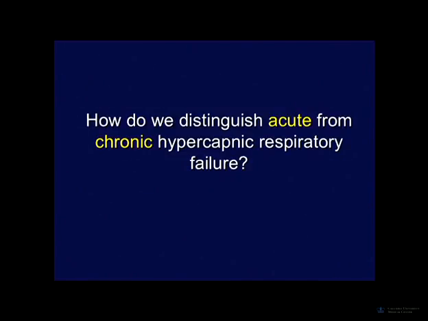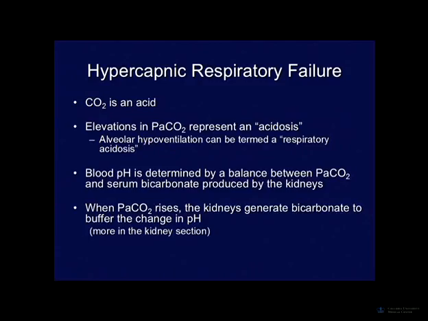Okay? So how do we distinguish? I talked before, hypoventilation or hypercapnic respiratory failure can either be acute or chronic. So how do we distinguish the two? So again, think of carbon dioxide as an acid, and elevations in CO2 are the equivalent of an acidosis, and if it's because of alveolar hypoventilation, then you would determine a respiratory acidosis as opposed to a loss of bicarbonate, which we'll get to in the renal section, which would be a metabolic acidosis. And the blood pH is determined by a balance of the CO2 and the bicarbonate produced by the kidneys.